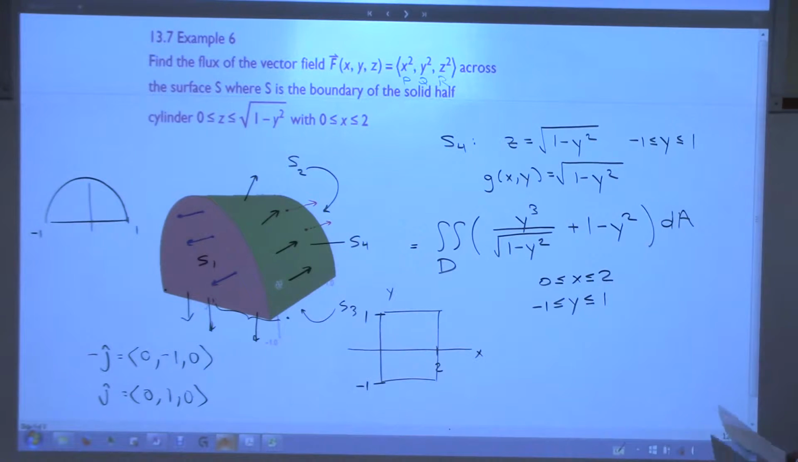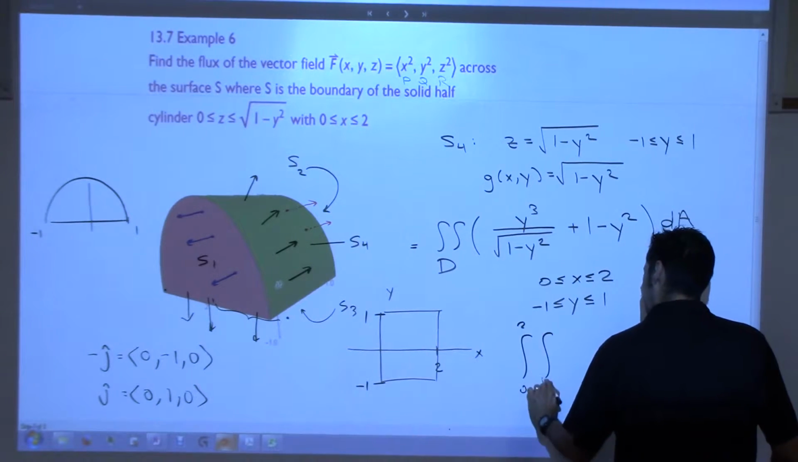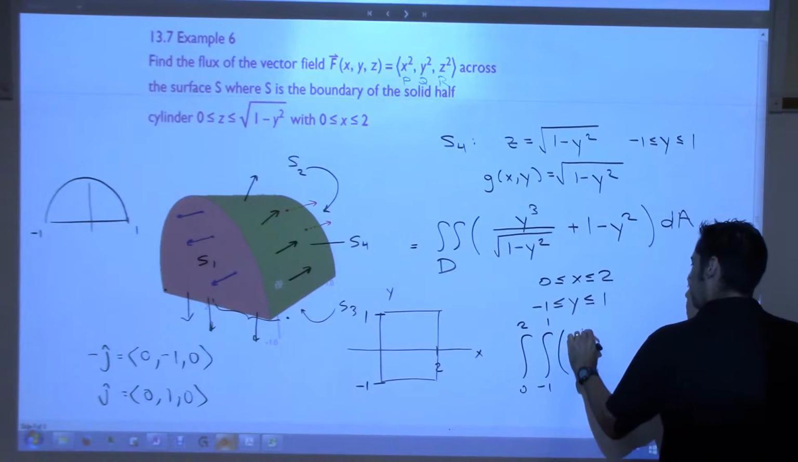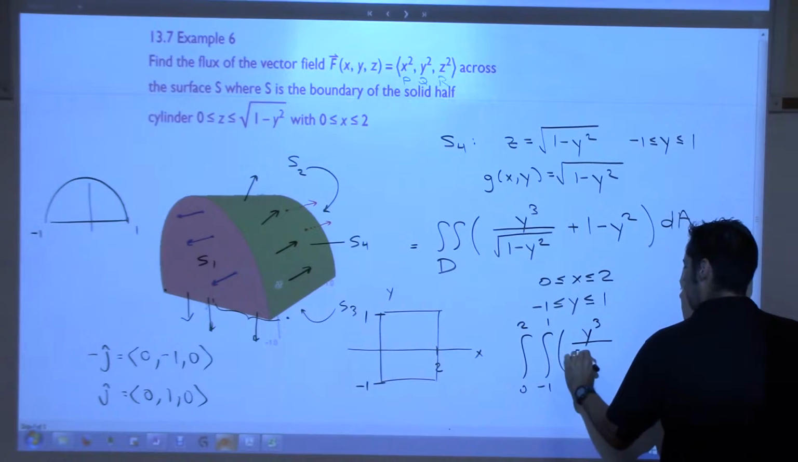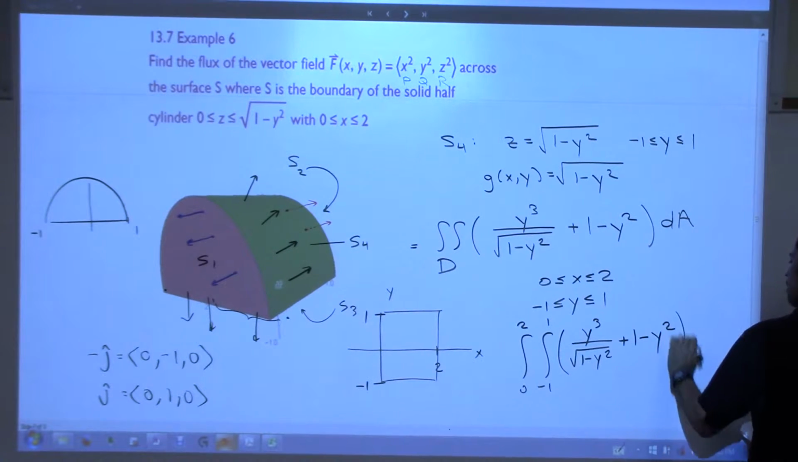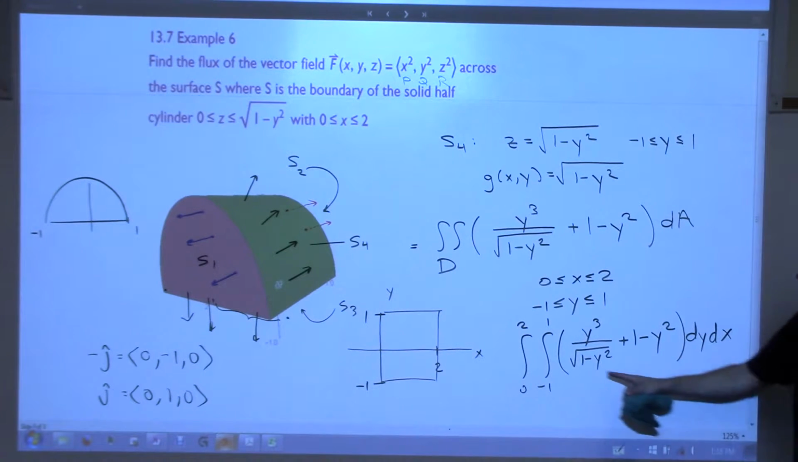So last step, I'm going to set up my limits of integration, 0 to 2, negative 1 to 1, of y cubed over square root of 1 minus y squared plus 1 minus y squared dy dx, because I chose the order here to be like this.